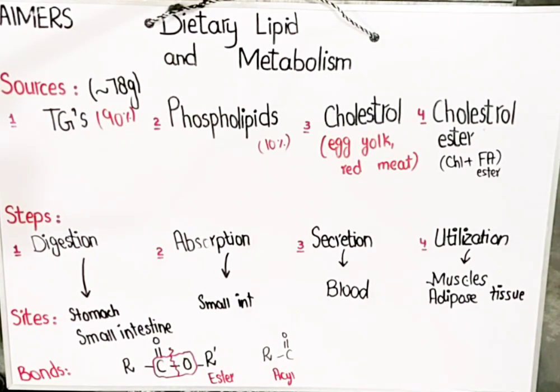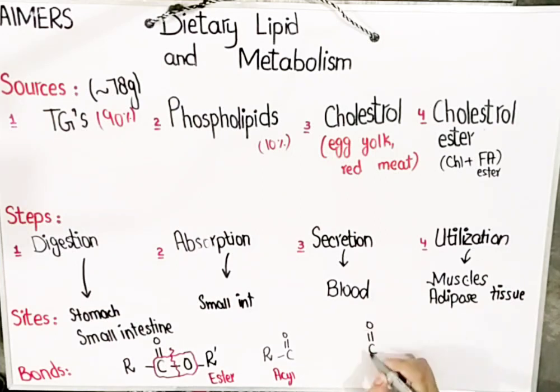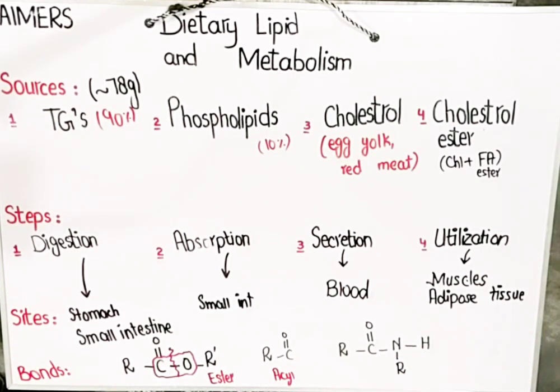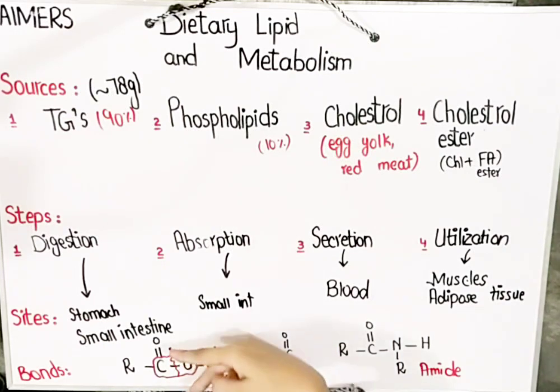And we will also study one more bond, which is carbon double bond oxygen R, nitrogen bonded with hydrogen, and then we have another R group. So this is basically the amide bond. Do remember that in the ester bond, we have one carbon and two oxygens, and the bond we have to break is between carbon and oxygen.